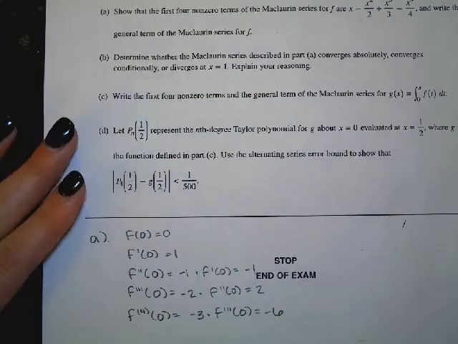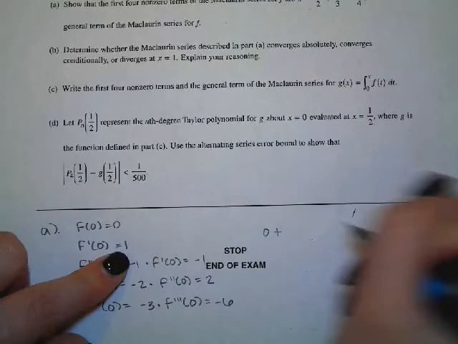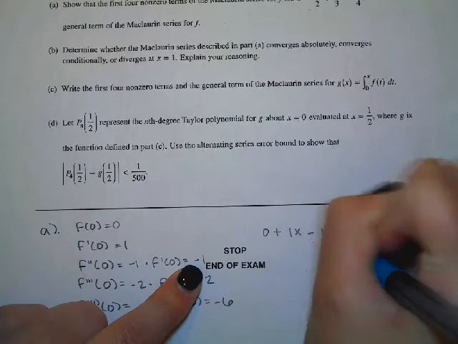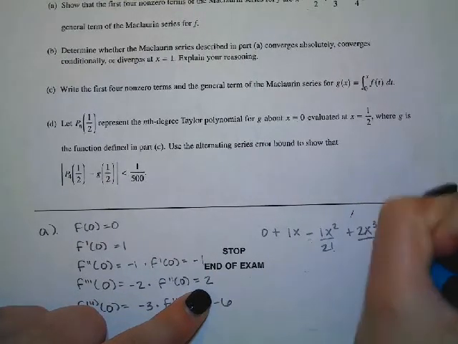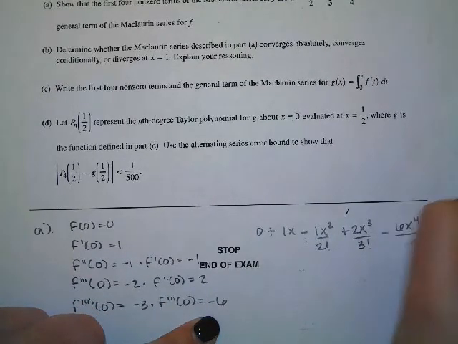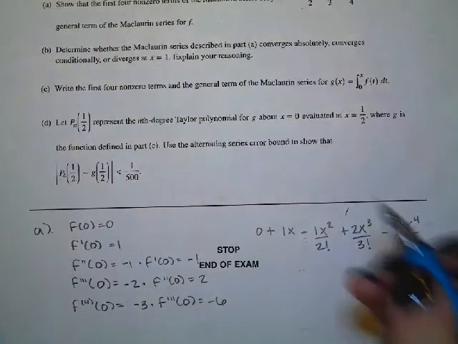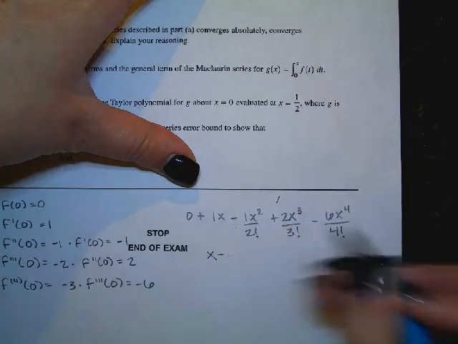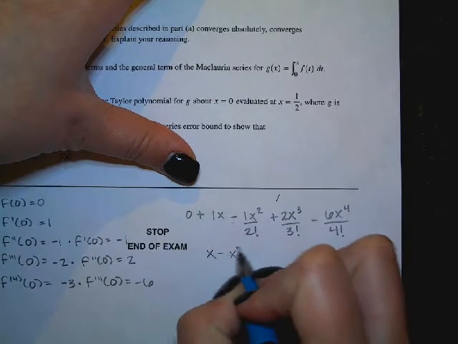Okay, so then to make the Maclaurin polynomial, we would have 0 plus 1x minus 1x squared over 2 factorial plus 2x to the third over 3 factorial minus 6x to the fourth over 4 factorial, and I'm not going to find the nth term yet, but that's coming shortly. So I don't need to write the 0. 1x is just x. I don't really need to write the 1 there. 2 factorial is 2, so that's the x squared over 2.